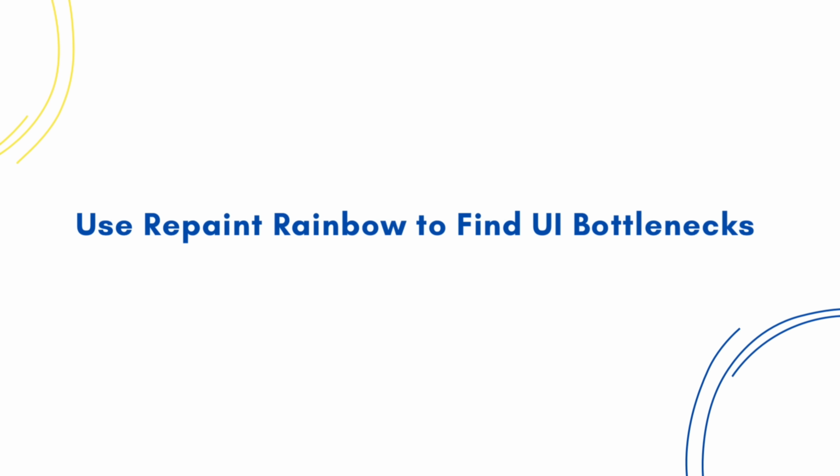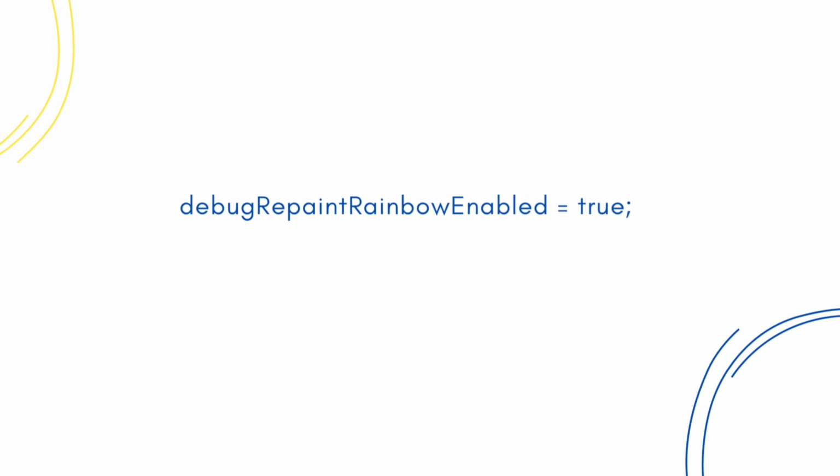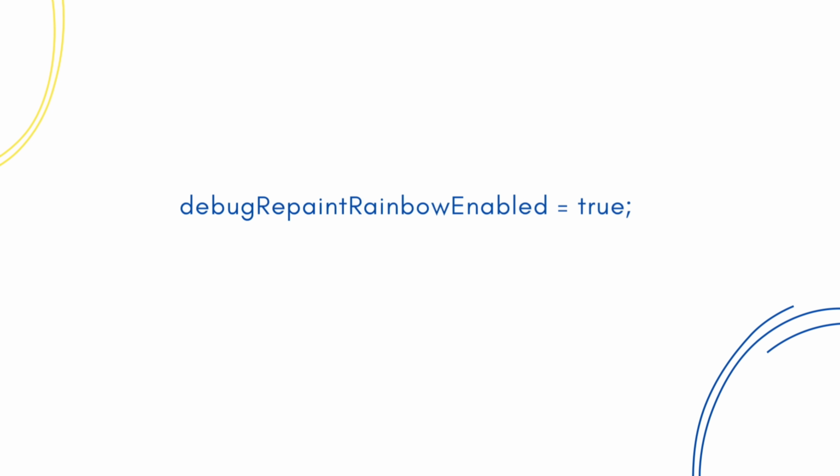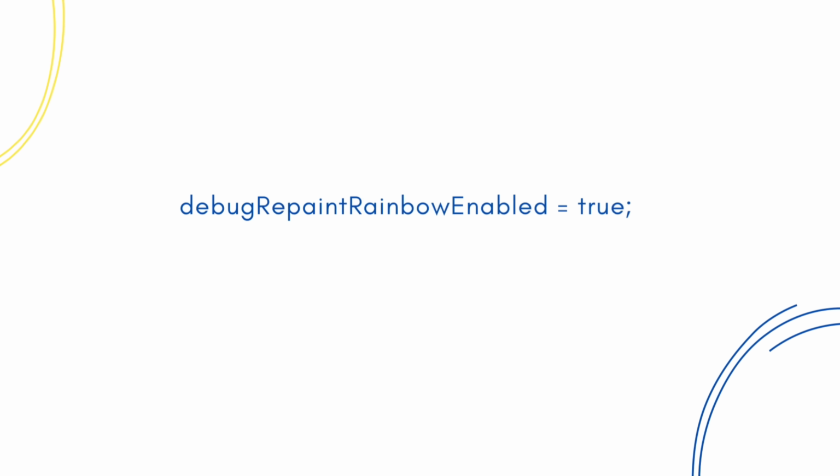Use Repaint Rainbow to find UI bottlenecks. Ever notice stuttering animations or random UI jank? It could be from too many repaints. Use debugRepaintRainbowEnabled in your project. This shows which widgets are redrawing every frame, so you can wrap them with const, use RepaintBoundary, or refactor the layout. Also, make sure to remove this debug code before release.